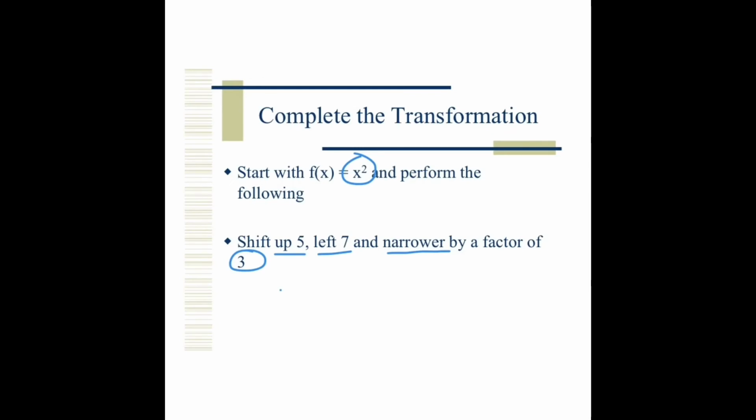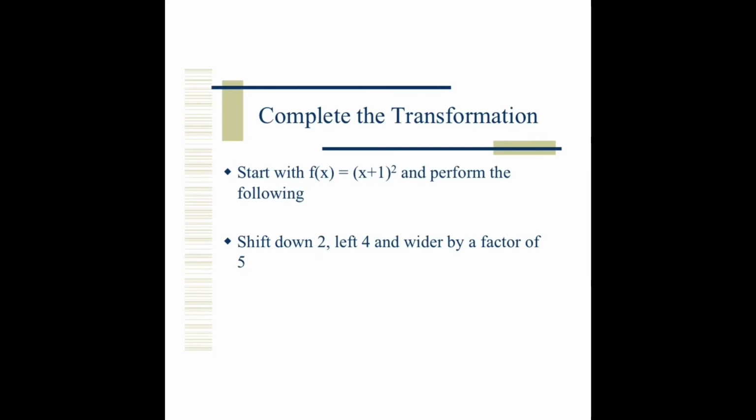So we're going to start with our function. We know we have x. We know it's squared. We've got some numbers to fill in. We're just going to go again from left to right. Because it's going to go up 5, I know that's a +5 to the function itself. It's going to go left 7, which means I'm going to be adding 7 to the function. And it's narrower by a factor of 3, which I said is going to be a horizontal compression. So we're going to be multiplying this by 3. And now we have our function.